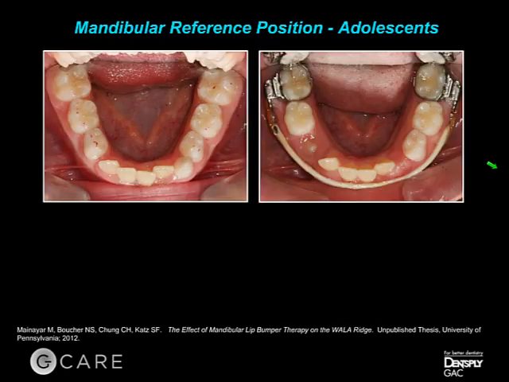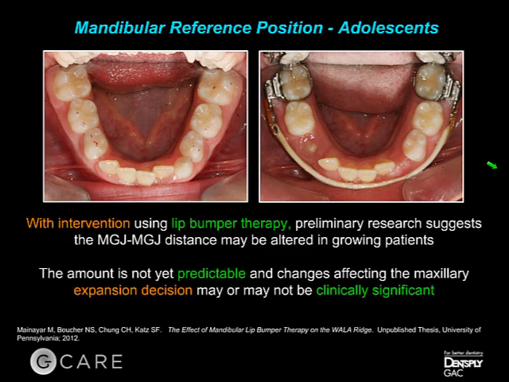Now, we have shown that with intervention, and possibly using lip bumpers, we may be able to alter that distance, but the point was that right now it's just not known how much we can change this dimension on a predictable basis in order to really say, well, okay, I'm going to take our patient, who is now 8 years old, and we're going to be able to get 2, 3, 4 millimeters of change, more so than growth, by the time they're actually ready for braces.